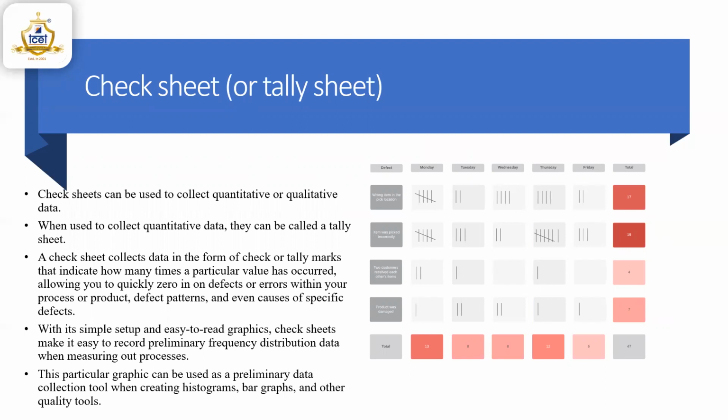With its simple setup and easy-to-read graphics, a check sheet makes it easy to record preliminary frequency distribution data when measuring processes. This particular graphic can be used as a preliminary data collection tool when creating histograms, bar graphs, and other quality tools. So one can see these check sheets here in a tally form.